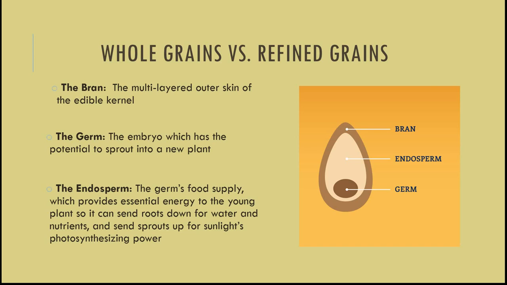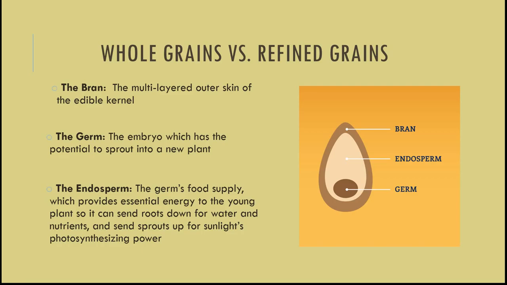Before we get into that, there are 3 parts of a grain. If you look on the photo to the right, there is the bran. This is the outside of the grain. It is the outer skin, it has multiple layers, and it is edible. If you think of a popcorn kernel, the crunchy, hard outside would be the bran.